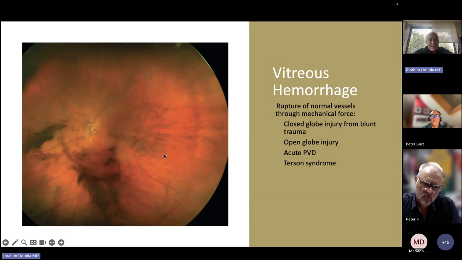Okay, vitreous hemorrhage. Now, it's not only detachment of the vitreous, you have blood in the vitreous area, and that comes from rupture of the normal vessels. It can be an acute posterior vitreous problem, or if you have hemorrhage in the brain, it may cause hemorrhage in the vitreous, and this is called Terson syndrome. Sometimes we see it with a patient with trauma to the head with a loss of consciousness also.